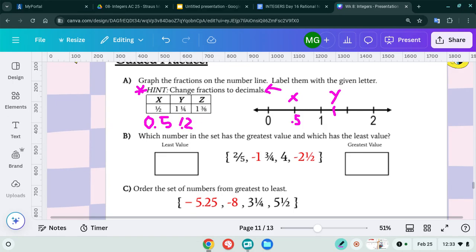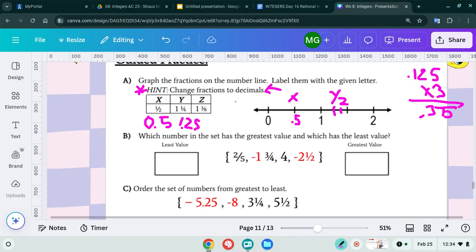And so let's think about it. Remember the eighths? 1/8 is, who remembers? Yep, 125 thousandths. And if we multiply that by 3, because it's 3/8, we would end up with 0.375. So again, 1 and 3/8 would probably be right here. So we'll say that is Z.